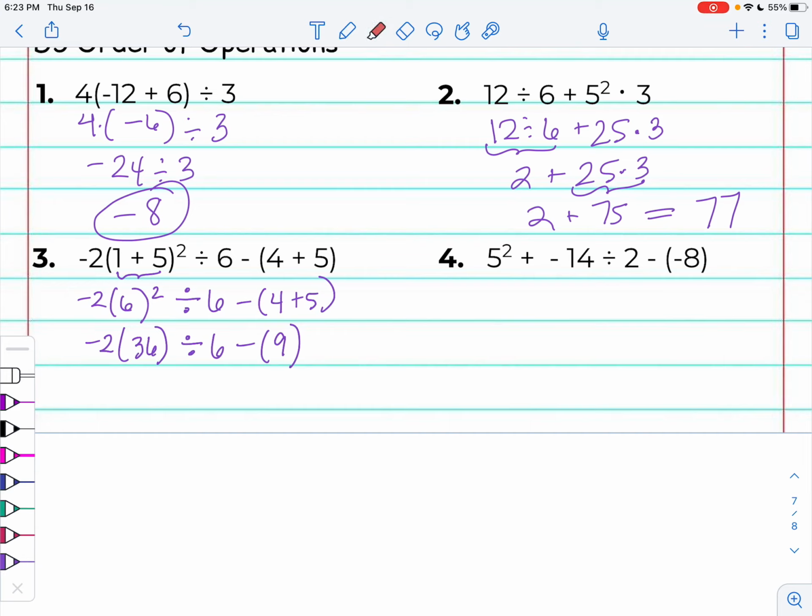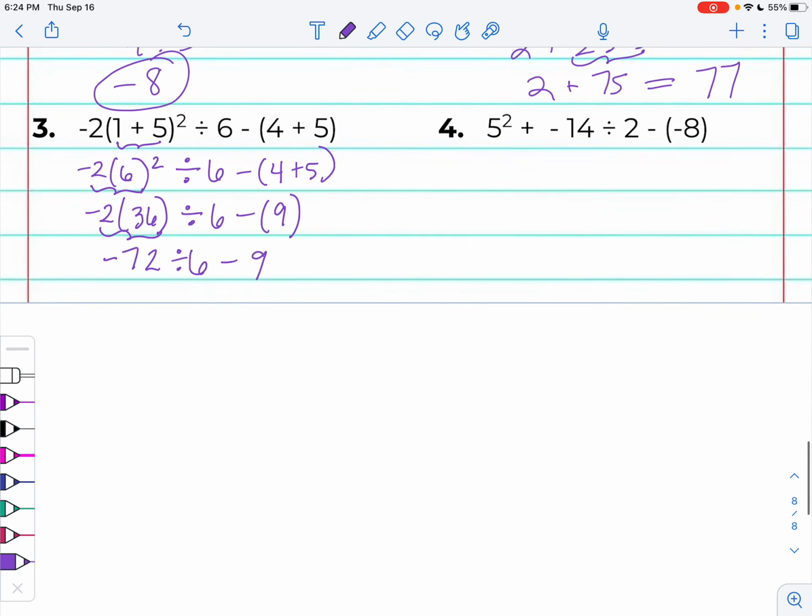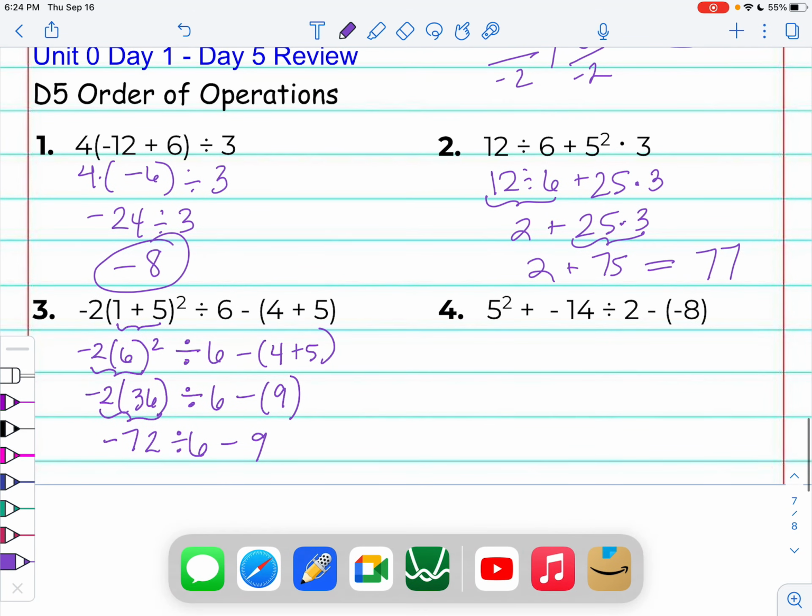So if it didn't make sense to you, we could undo that, but we just keep going with this. Like this means I'm going to multiply these, but I have to do this 6 squared first. And then 6 squared is 36, so I'm keeping these together as multiply. So -2 times 36 is -72. And 72 divided by 6.